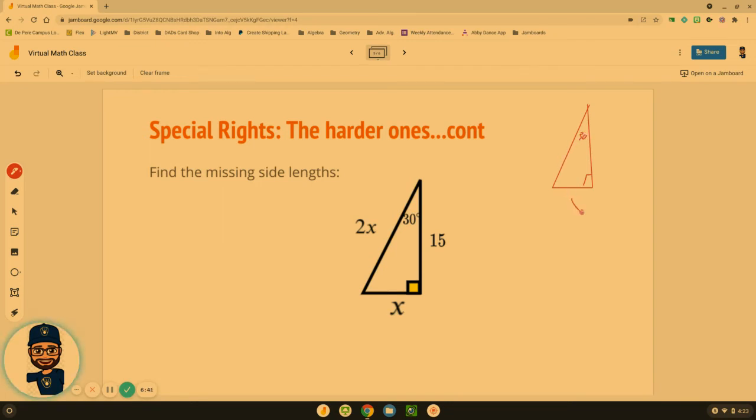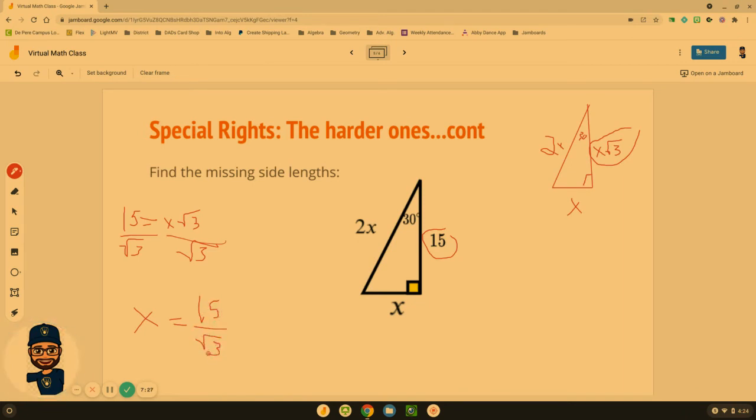So the short leg is x, the hypotenuse is 2x, and the longer leg is x times the square root of 3. So that means the only thing that we know at the moment is that 15 is equal to that side, right? 15 is that number. So if we set that up, 15 equals x times the square root of 3. Our first step in solving, we do have to divide both sides by the square root of 3. X equals 15 over the square root of 3.